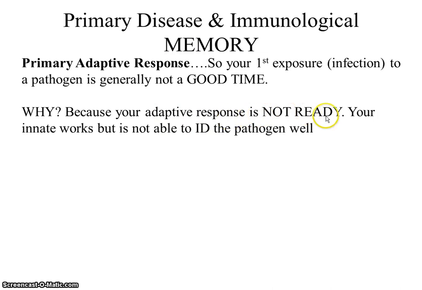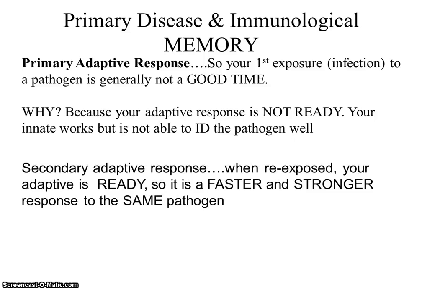We said this works slower. Your innate is active, but it cannot identify the pathogen well. That's why you got sick. So this is a great demonstration of the limits of the non-specific. All right? Secondary. So the second time you came across this virus, all right? So, or any pathogen, if you had that first encounter, it's the second time you encountered it.